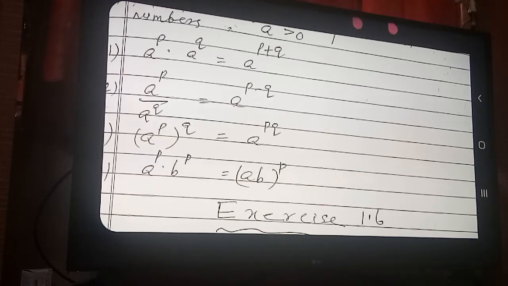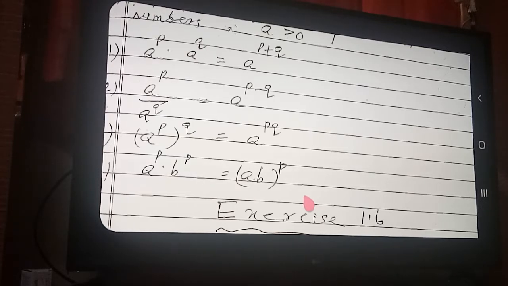Once more, say the formulas along with me. First, laws of exponents. a raised to m into a raised to n is equal to a raised to m plus n. a raised to m divided by a raised to n is equal to a raised to m minus n if m is greater than n. a raised to m upon a raised to n is equal to 1 upon a raised to n minus m if n is greater than m. And a raised to m the whole raised to n is equal to a raised to mn.